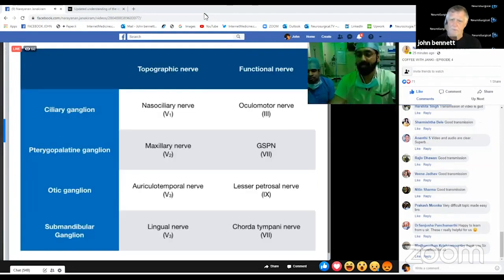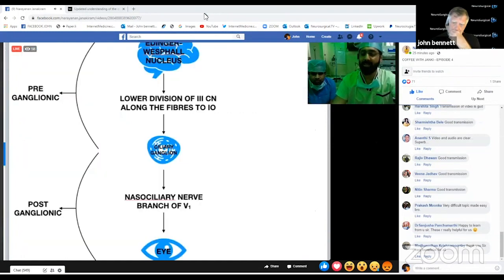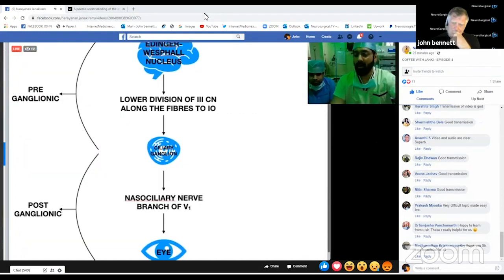the ciliary ganglion is nasociliary nerve and the functional nerve is oculomotor nerve. Pterygopalatine ganglion is maxillary nerve, so V1, V2, V3. See here, V1, V2. So ciliary ganglion, pterygopalatine ganglion, otic ganglion, submandibular ganglion, COPS, as I told you. And then here is V1, V2, V3, V3 again, lingual nerve. So maxillary nerve, auriculotemporal. And here is the 3, 7, 9 and 7. Now, these are the final 5 slides.